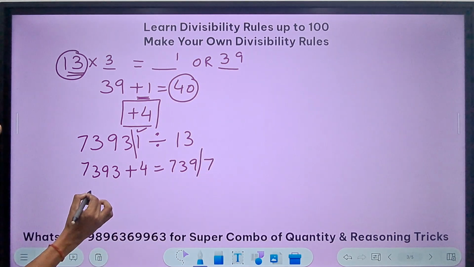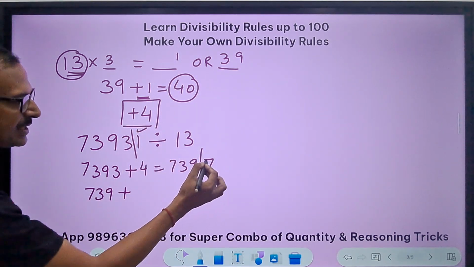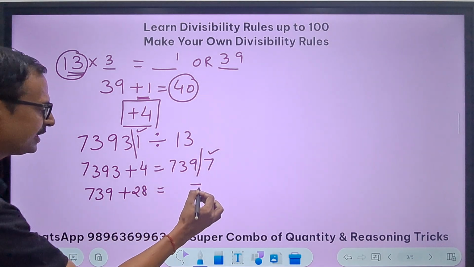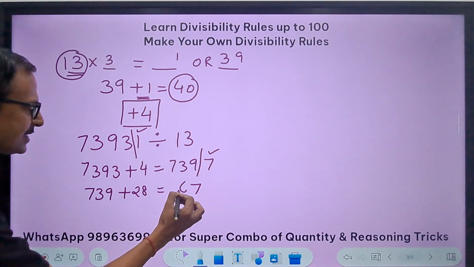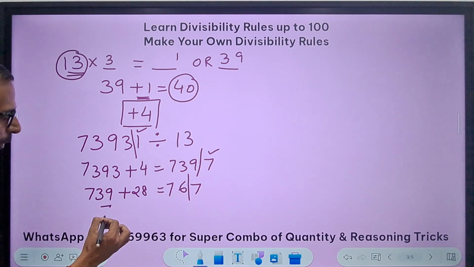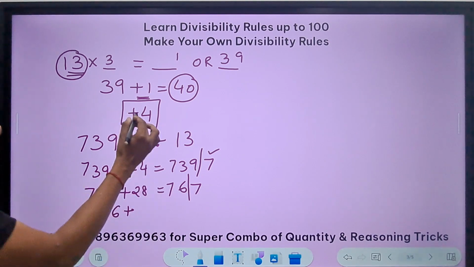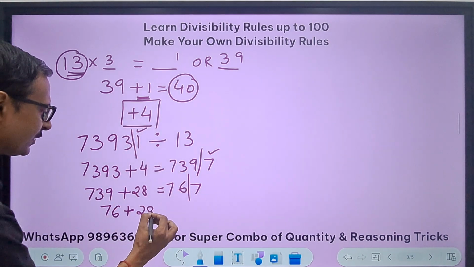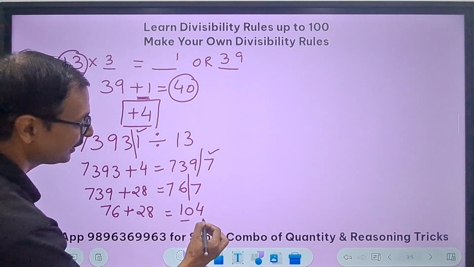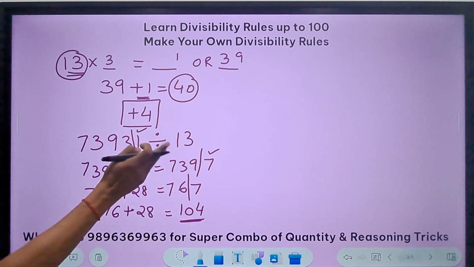Separate out the last number: 739 plus 4 times the last digit, 28, gives me 9 plus 8 is 17, 7, 1 carry means 6 and then a 7. So separate out the last digit again. I'll keep on doing that till I feel comfortable with the number which I obtain. So 4 times 7 is again 28. So how much is this? 90, 104. Now if I know that 13 8 times is 104, I will stop here.